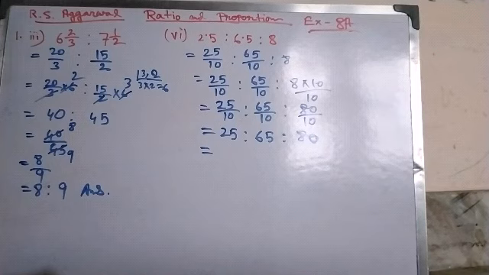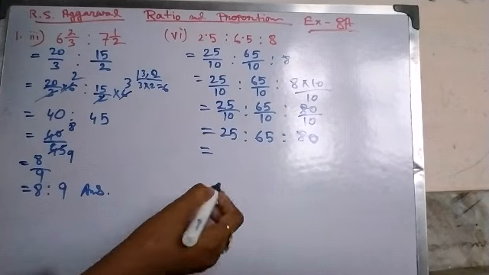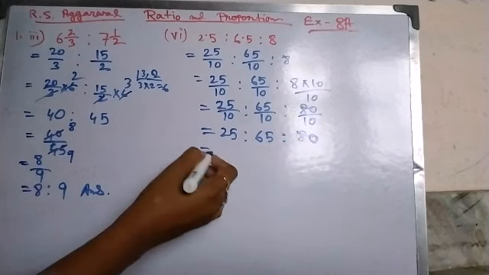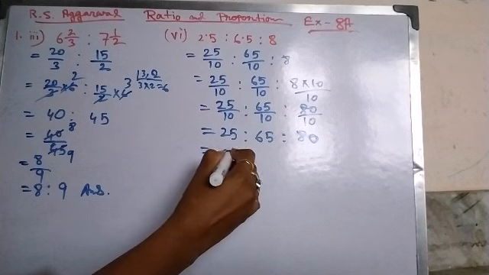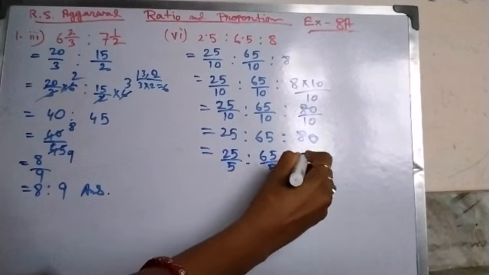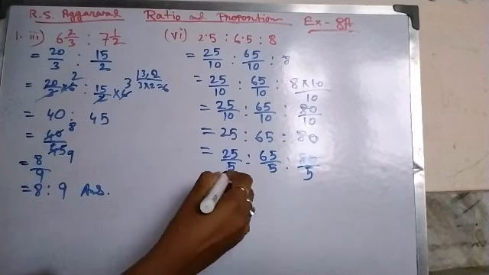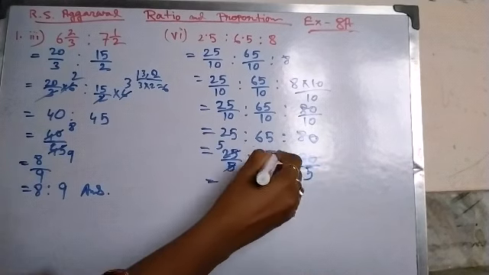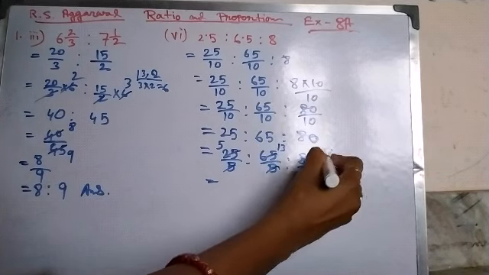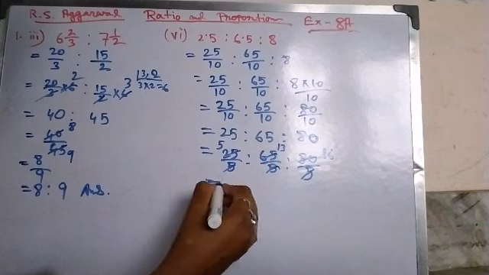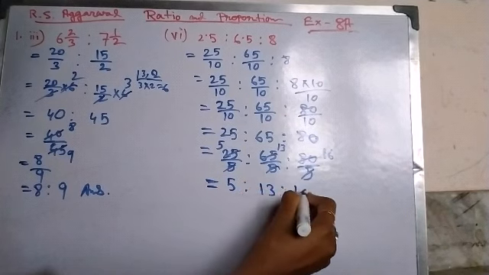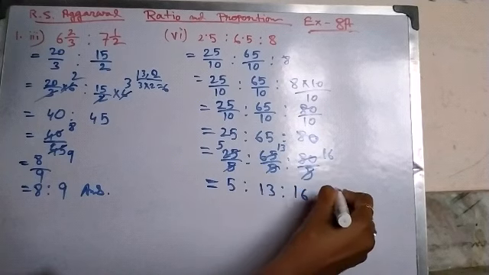Then we can cut all the terms by 5, because the last digit is 5 and 0 here. So we will divide by 5. Then we will get 5 is to 13 is to 16. This is the answer.